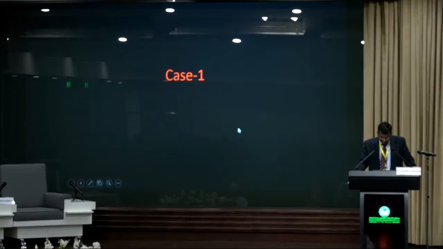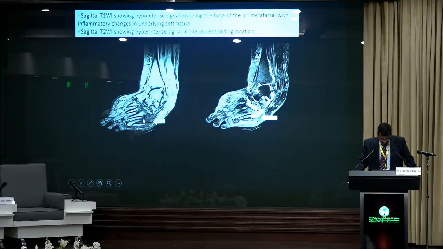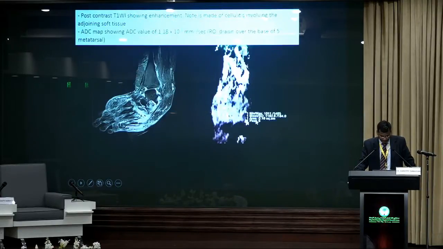Let's see one case. This is a case of diabetic foot. You can see an abnormal signal area at the base of the fifth metatarsal, which is T1 hypointense and T2 hyperintense, and you can see cellulitis adjacent to it. In this post contrast image, there is peripheral enhancement, suggestive of osteomyelitis, and we took the ADC value. It measures 1.1.